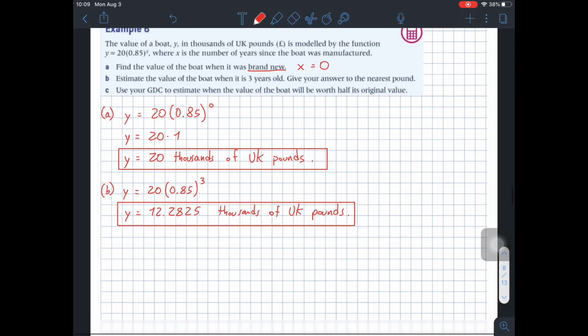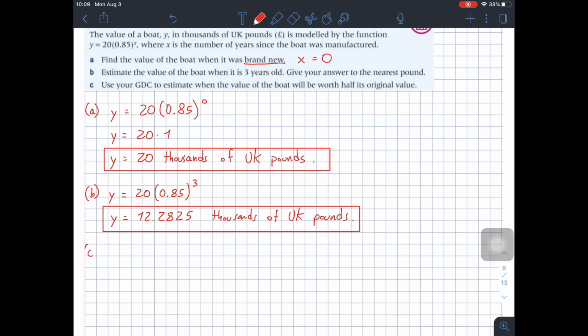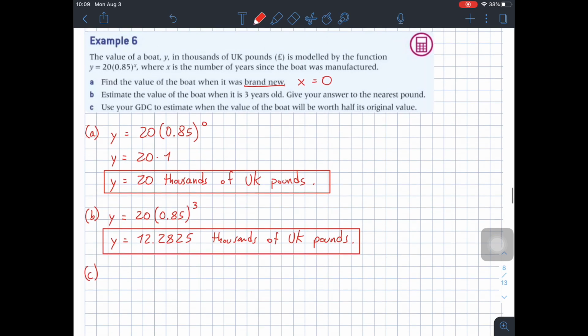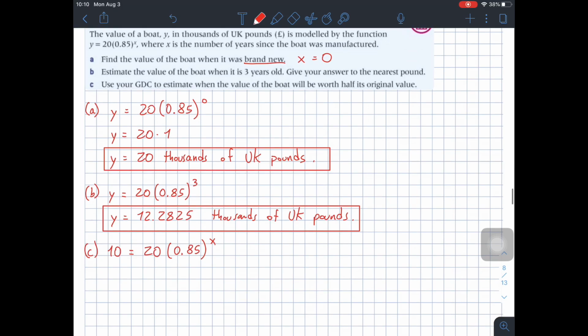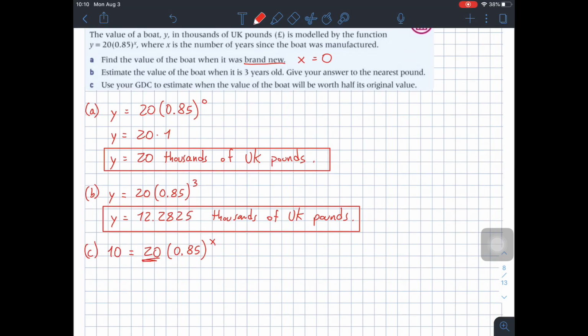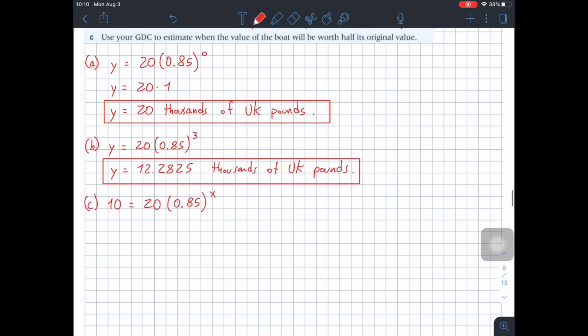Okay. Finally, for part C, it says, use your GDC to estimate when the value of the boat will be worth half its original value. If the original value was 20,000 UK pounds, then half of that value would be 10, right? So we need to set the equation to 10. 10 is equal to 20 times 0.85 to the power of x. So we can solve this, right? We will have to use our calculator anyways, so don't worry, I'm going to show you how to use the calculator for this.